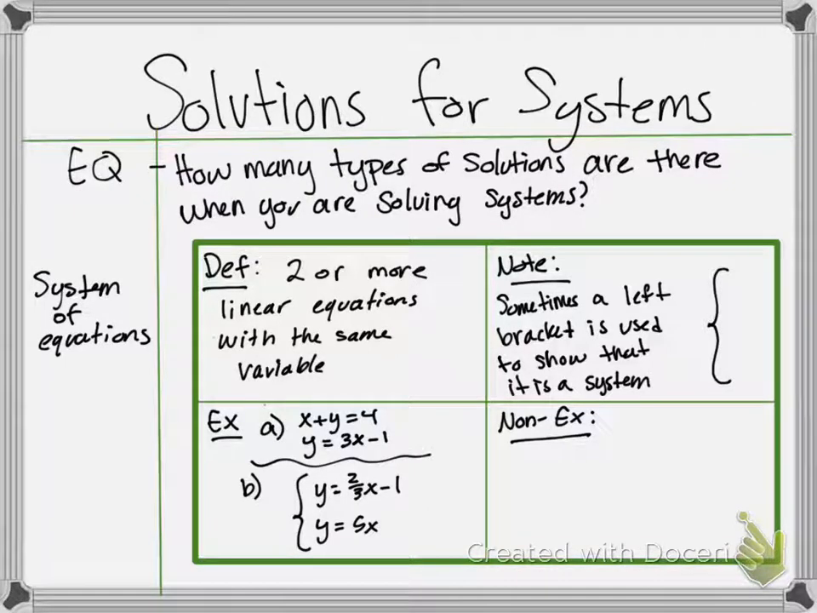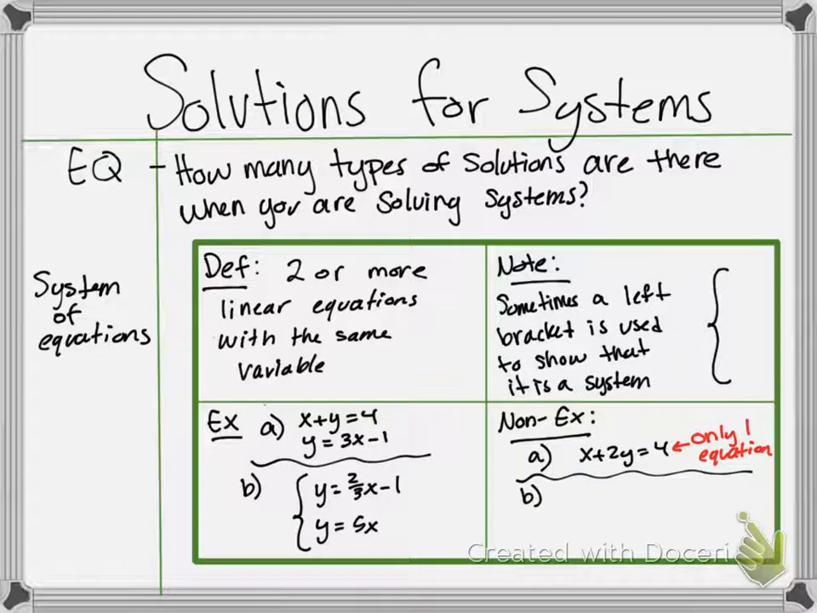Okay, some non-examples, so examples that are not systems of linear equations or systems of equations. Let's say you have this right here. The first one, let's say you have x plus 2y equals 4. Okay, that is an equation, but it only has one equation. And for it to be a system, you need two or more equations. Okay, so that's one non-example.